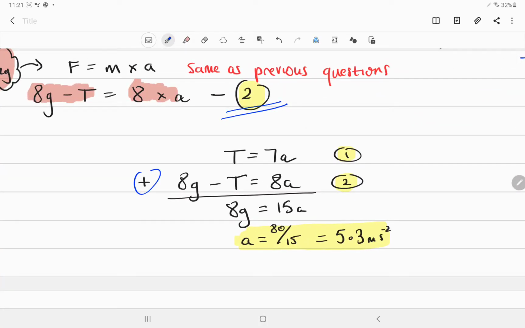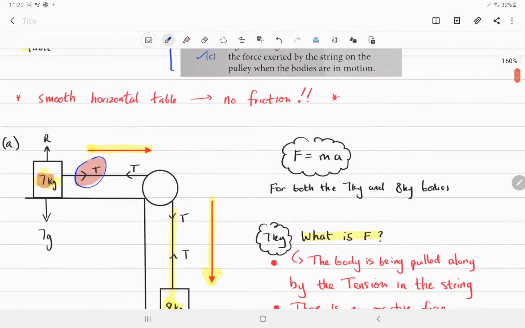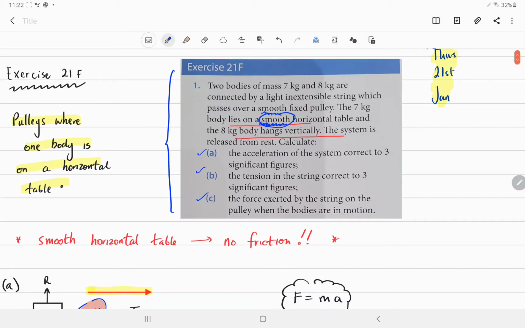Same again, add them together, this gets rid of the t's. So 8g is 15a, remember g is equal to 10 meters per second squared. So then we can work out our acceleration. So just go back to the questions. First question asked us for the acceleration. Second question asks us for the tension.